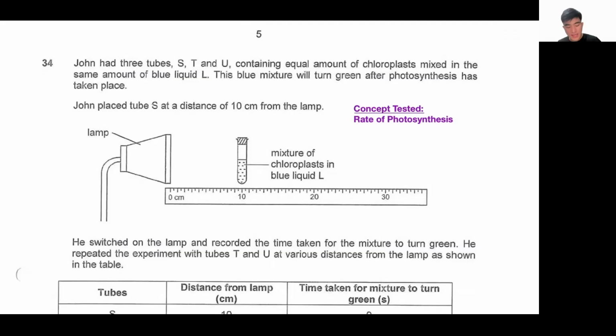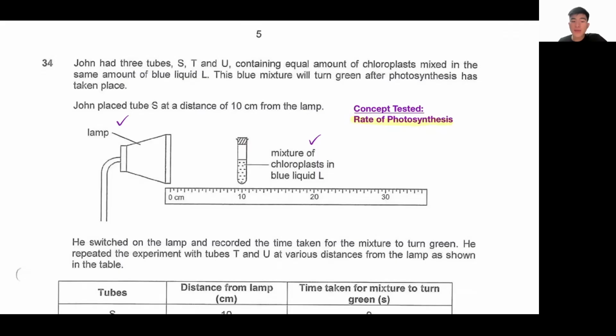Hi everyone, in this video we are going to talk about a commonly tested exam question about the rate of photosynthesis. So let's dive into it. Whenever you see a lamp as well as a mixture that contains chloroplast, the understanding is that anything related to plants and light will always boil down to the concept of photosynthesis. So in this case, we are looking at the rate of photosynthesis.